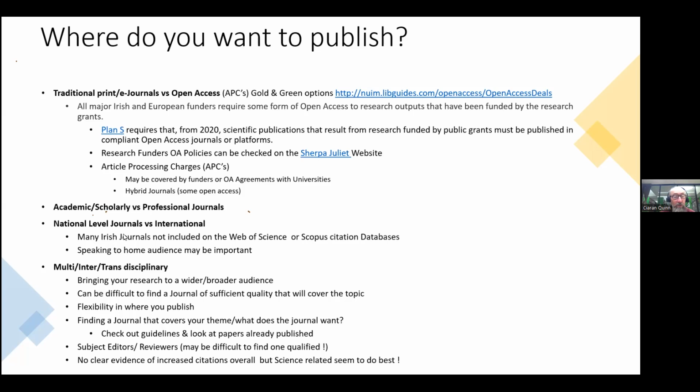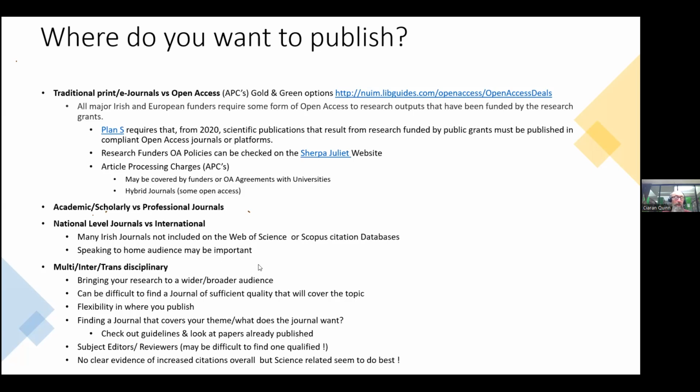Then there's a consideration between national level journals and international journals. So lots of great Irish journals, but they're not all included on databases like the Web of Science or Scopus, and they're the ones that are doing the citation tracking and measuring the impact of journals and feeding into university rankings, that kind of thing. So if that's an important target for you, it's a tricky choice to make because it's also important, I suppose, to be in the Irish journals of note as well, from a career and connectivity point of view. So it's something you'll have to weigh up yourself. Speaking to a home audience, for example, may be important.